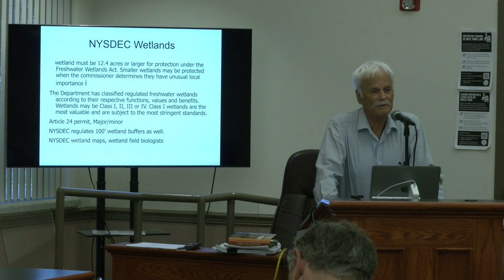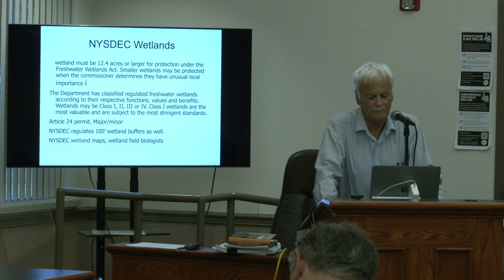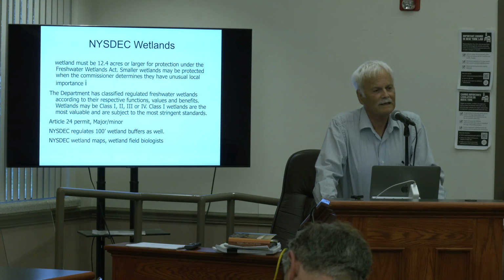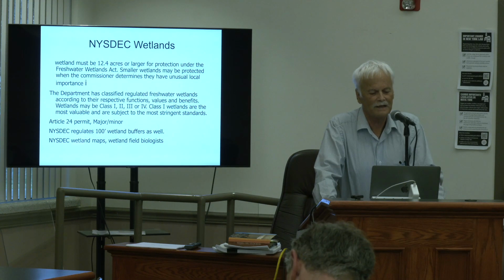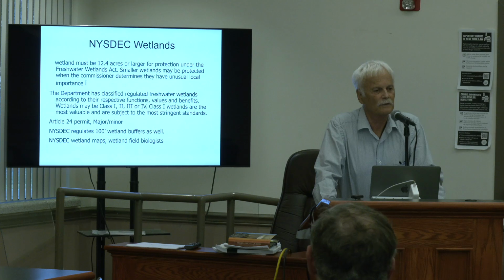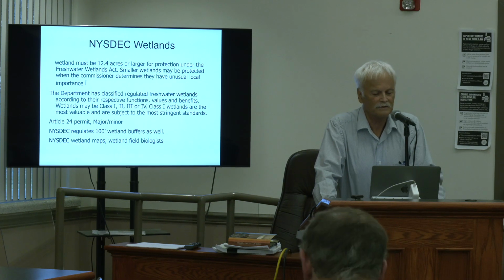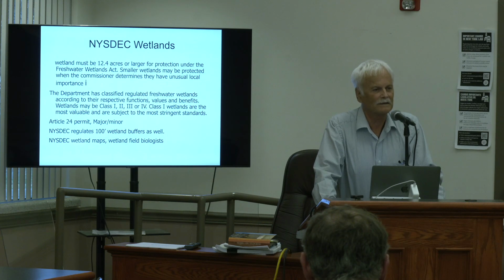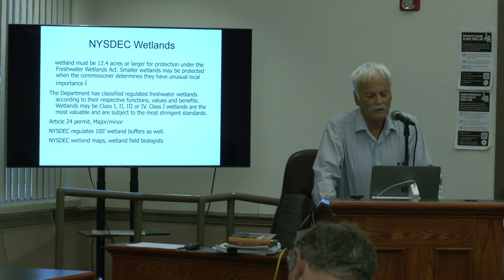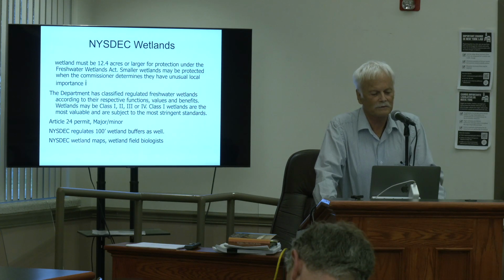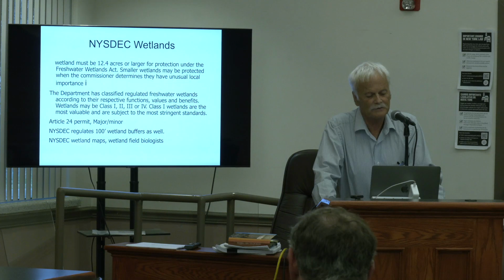Smaller wetlands might be protected if they are found to be of special value or if they have threatened and endangered species that have been located in them. They also categorize their wetlands in terms of what they think the value of the wetlands are, classes 1, 2, 3, and 4. 1 being the most important wetlands as far as they're concerned, and 4 being the least important. So they have a classification system of wetlands. When you're applying for a DEC permit, it's called an Article 24 permit. They have major and minor permits.